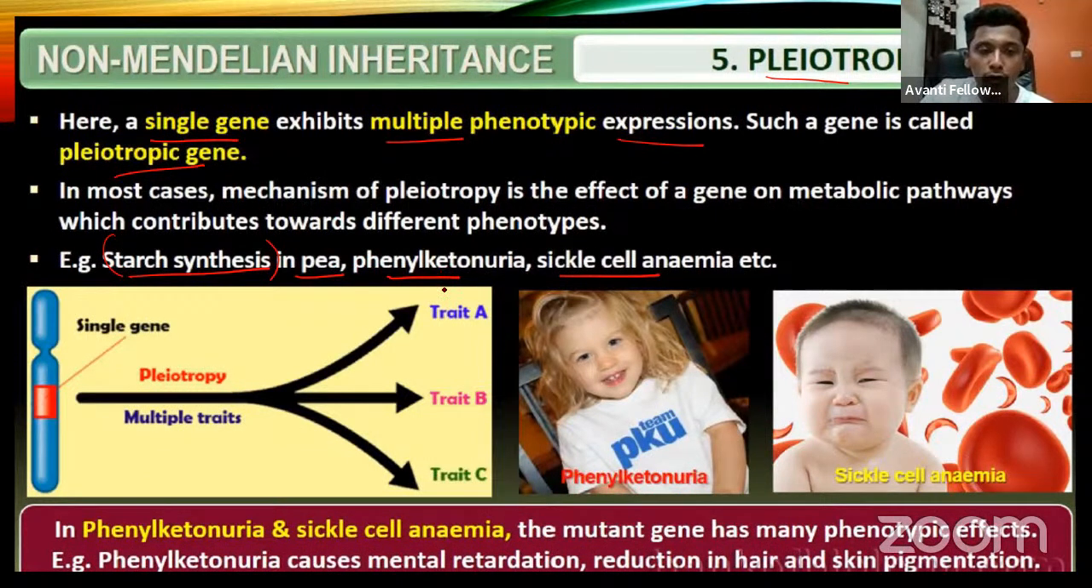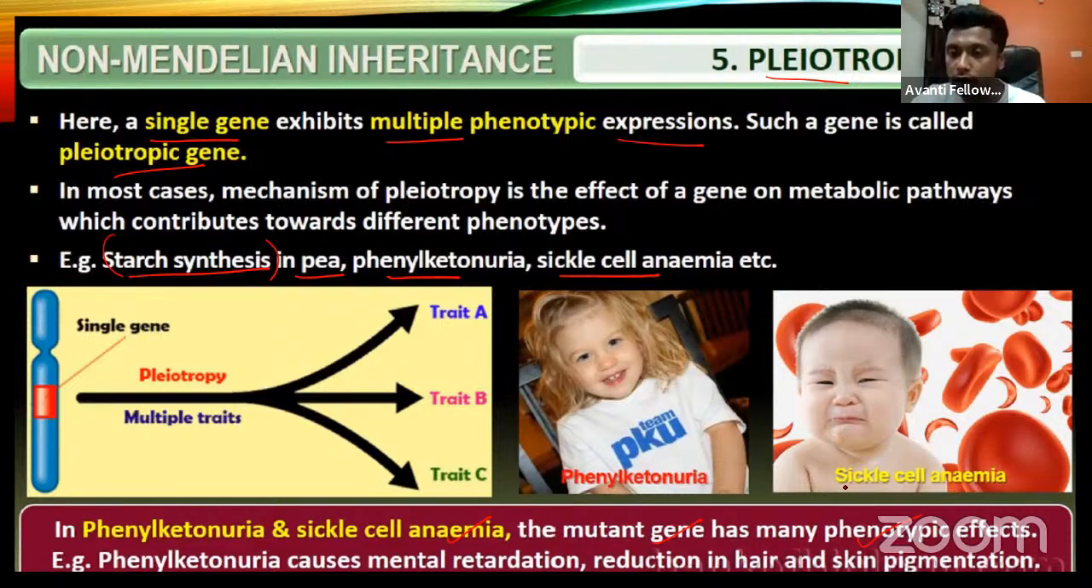So whenever we talk about phenylketonuria and sickle cell anemia, which are mutations, genetic disorders found in humans, because of a gene mutation, these individuals who are suffering from this, for example a phenylketonuria patient, just because of a single gene controlling the character, it will cause mental retardation, reduction in hair, motor functions are very bad, skin pigmentation is poor.